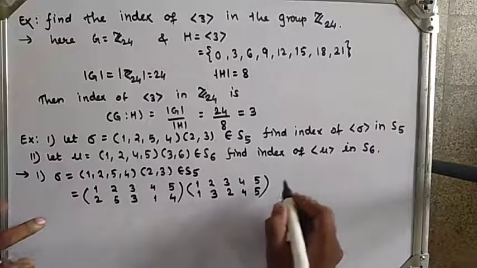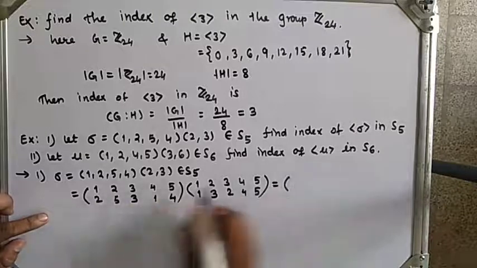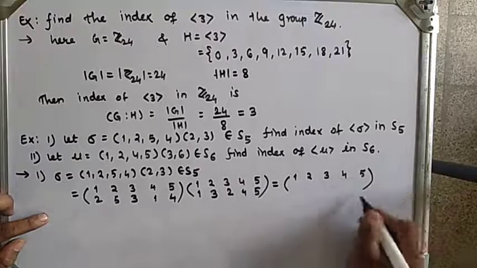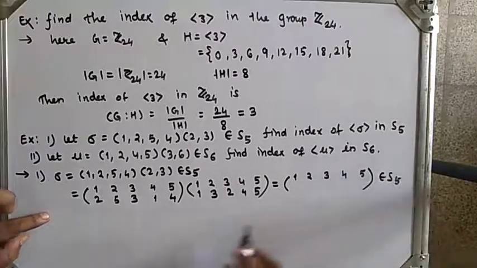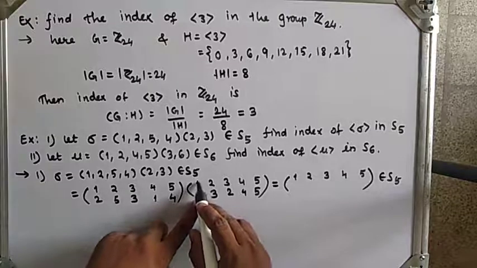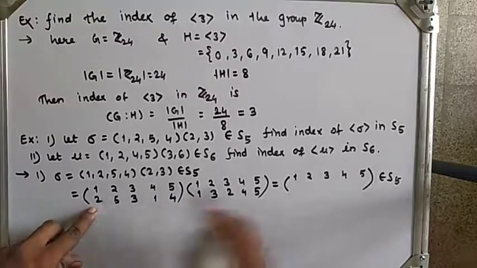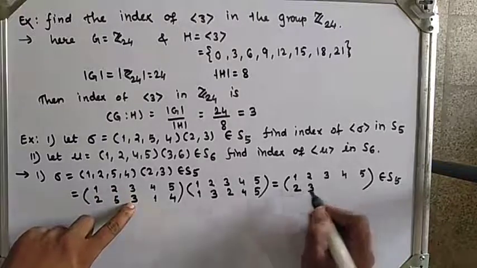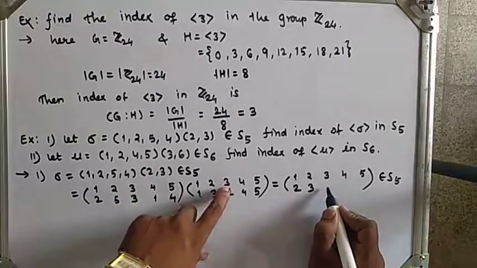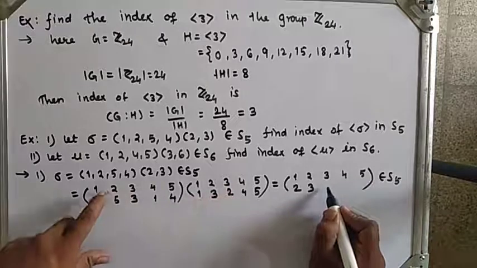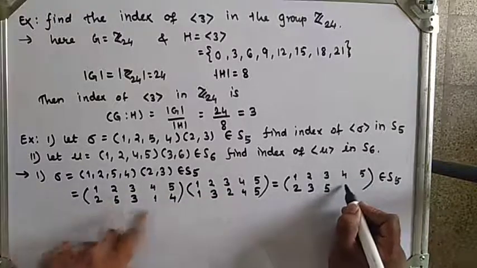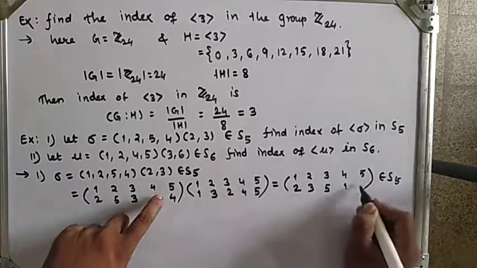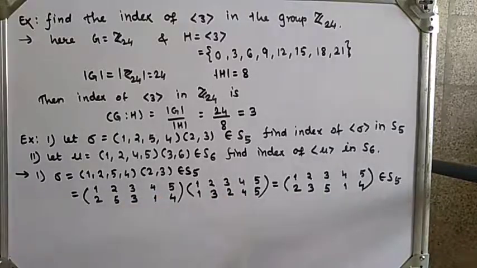Now let's take the product. There are 5 symbols, 1, 2, 3, 4, 5, which belongs to S5, right? Taking the product, 1 goes to 1, then 1 goes to 2. Next, 2 goes to 3, and 3 goes to 3. For the value 3, 3 goes to 2 and 2 goes to 5. Next for 4, 4 goes to 4 and 4 goes to 1. 5 goes to 5 and 5 goes to 4. Now this is the permutation.